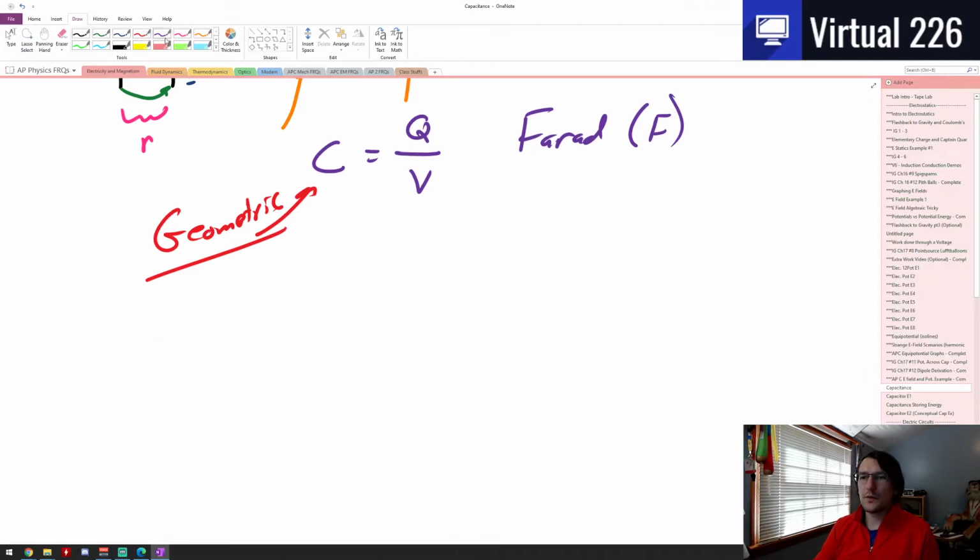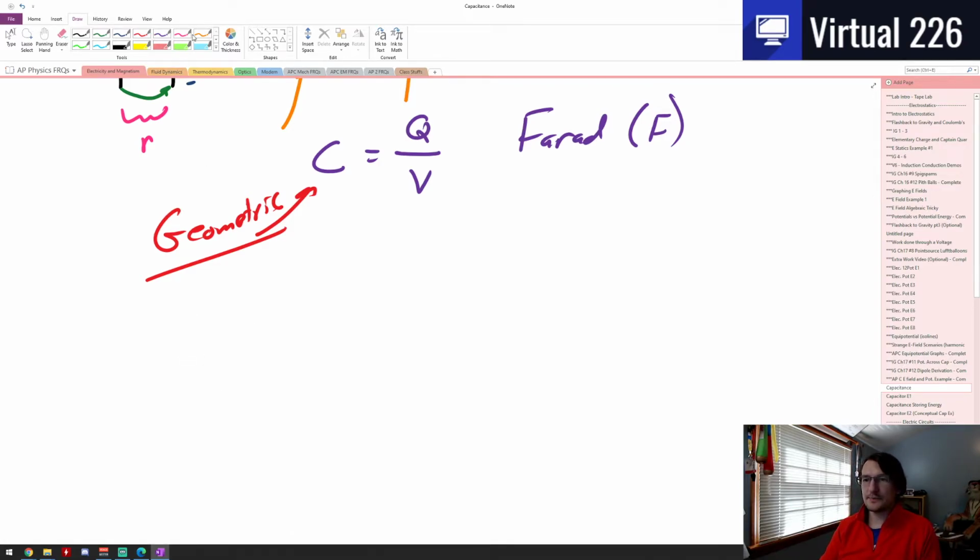This capacitance, the ability to store charge, is purely geometric in nature. And what this means is that it is defined by how you built the thing. Like physically with your hands, with your little robot arms or whatever, you had to build the capacitor. You had to build this thing. And right when you built it, that determined what C is.